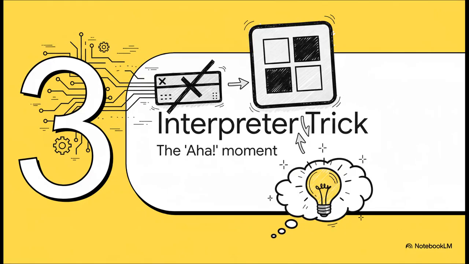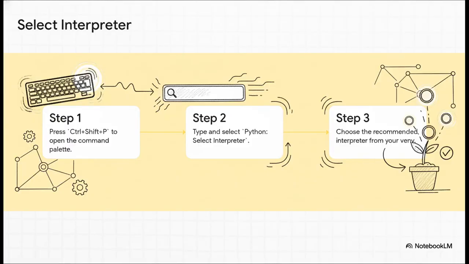And here we go. This is it. This is the aha moment that makes everything just click into place. Instead of fighting with the terminal to activate the environment, we're going to let VS Code do all the heavy lifting for us. Okay, go ahead and press Ctrl-Shift-P to open up the command palette. Start typing Python: Select Interpreter and pick that option when it pops up. VS Code will then scan your folder, and here's the magic. It's going to find and recommend the Python interpreter that's buried inside your new virtual environment. All you have to do is click on it.